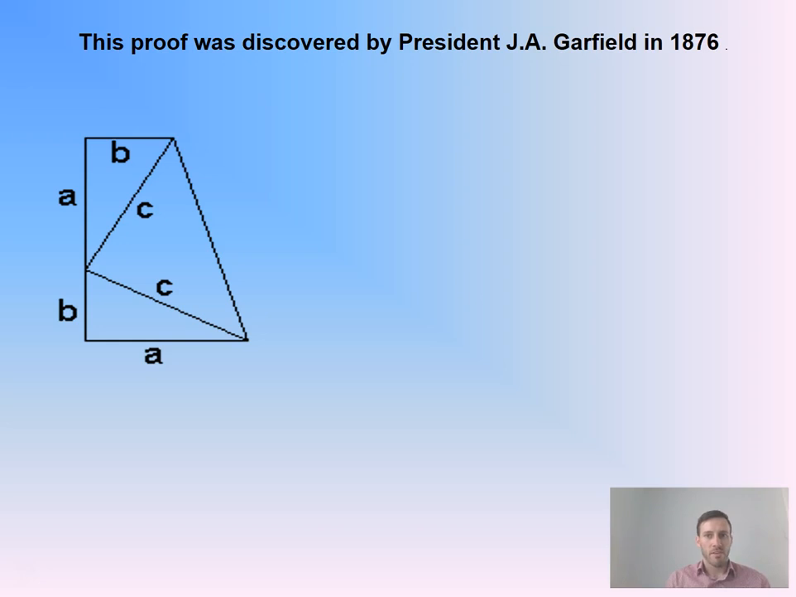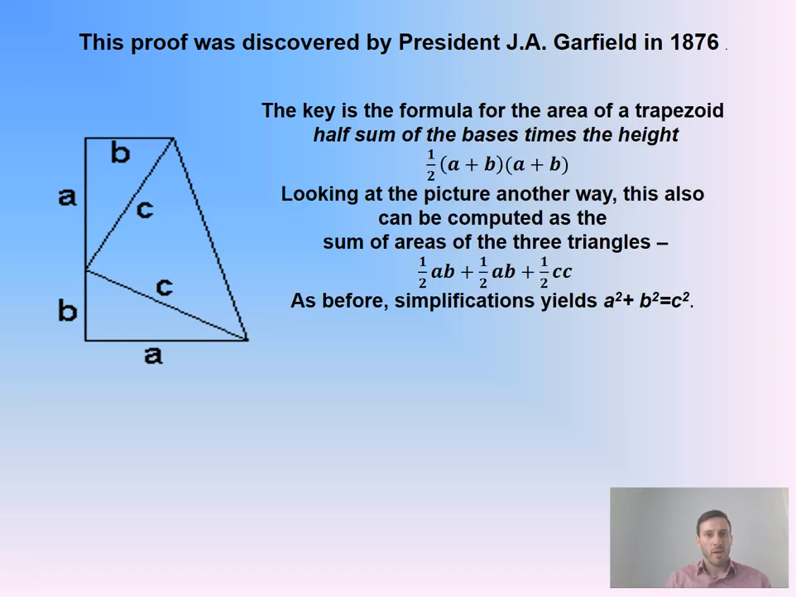There are many different proofs of this theorem. This is just one of them. This centers on the trapezoid and the area of the trapezoid. So the area of the trapezoid is half of the sum of the top and the bottom, so B plus A, times the height, which is A plus B on the left here.